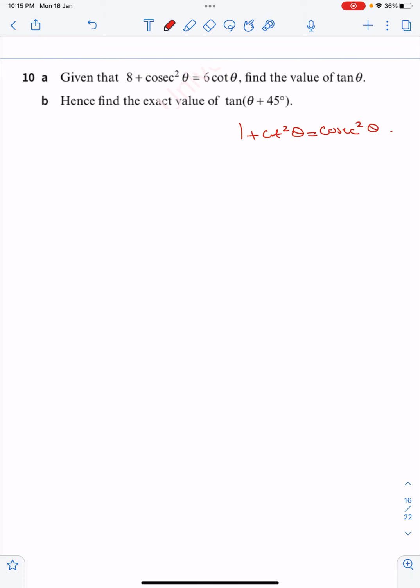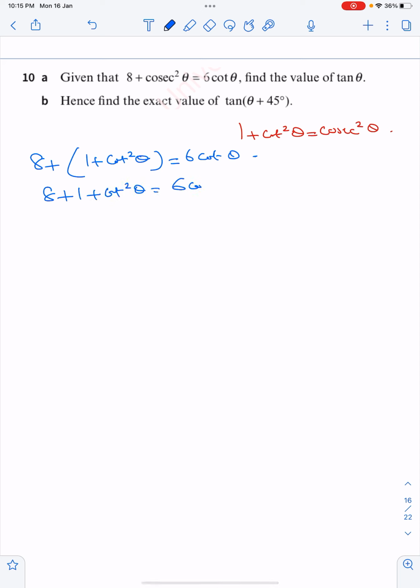So, let us start. It will become 8 plus 1 plus cot square theta equals 6 times cot theta. Okay, let us simplify and open the bracket. 8 plus 1 plus cot square theta equals 6 cot theta. All the terms on one side: cot square theta minus 6 cot theta plus 9 equals 0. Let y equal cot theta. So, this will become y square minus 6y plus 9 equals 0.